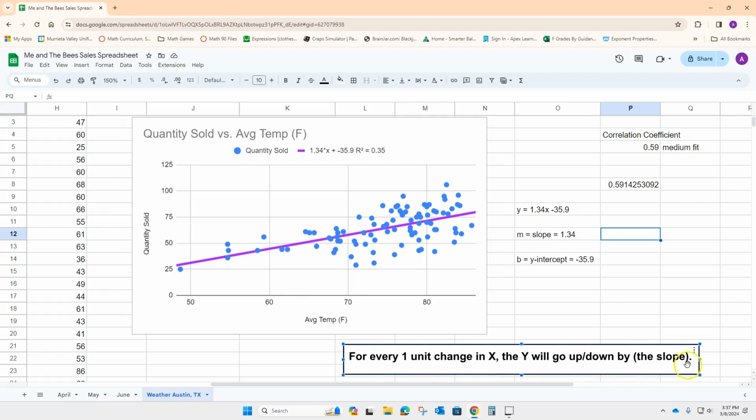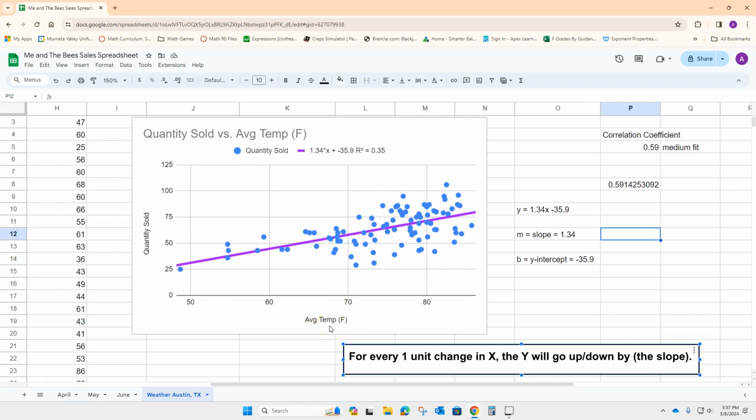I added this sentence frame down here. This is basically all you need to know. This is exactly the sentence frame that you can use to interpret the slope of a line of best fit. And so the slope, remember, it's the change in y divided by the change in x. That's the kind of the math way to think about it. So in real life, it's going to be the change in y, in this problem that would be quantity sold, divided by the change in x, which in this problem is the average temperature.